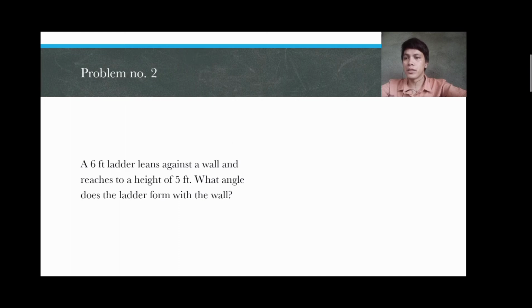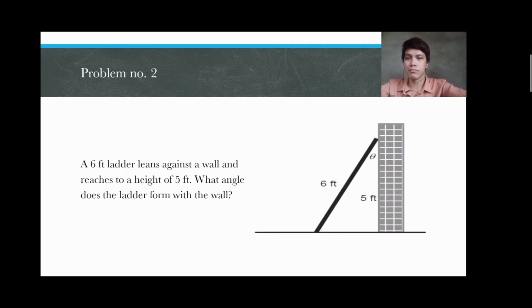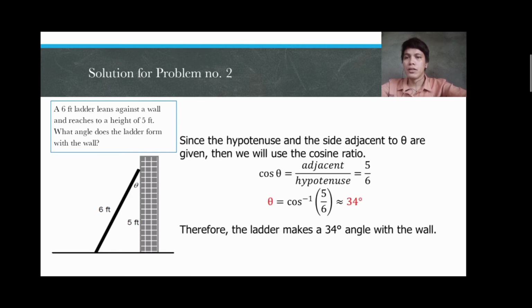For our problem number 2, a 6-foot ladder leans against a wall and reaches to a height of 5 feet. What angle does the ladder form with the wall? First, we're going to illustrate this problem. For the solution, since the hypotenuse and the side adjacent to theta are given, then we will use the cosine ratio. As we all know, cosine theta is equal to adjacent over hypotenuse.